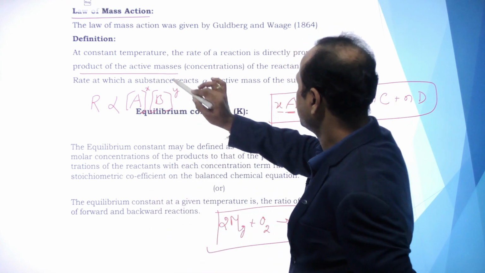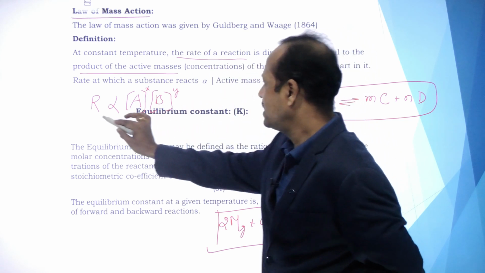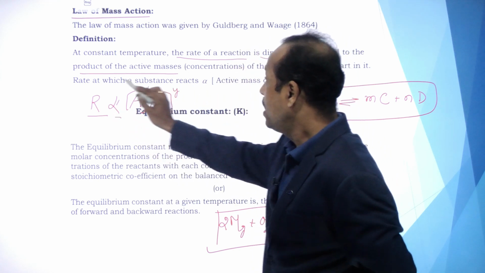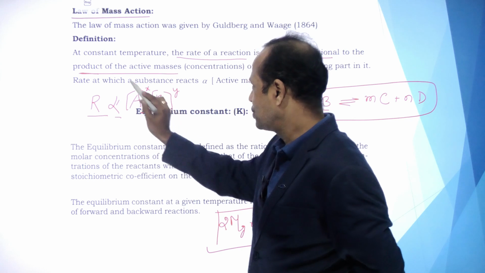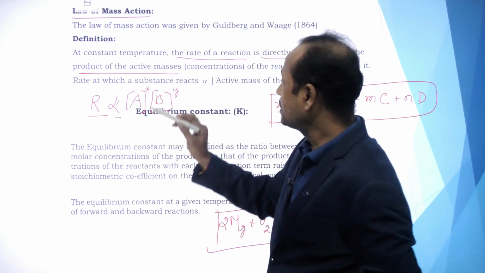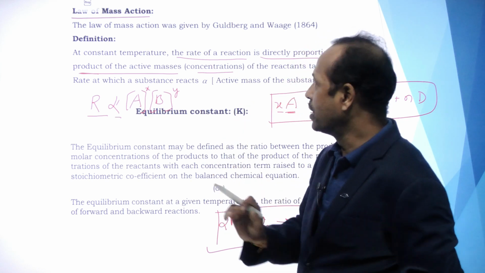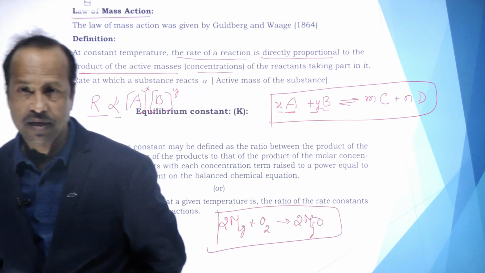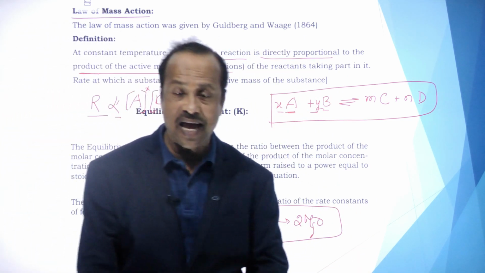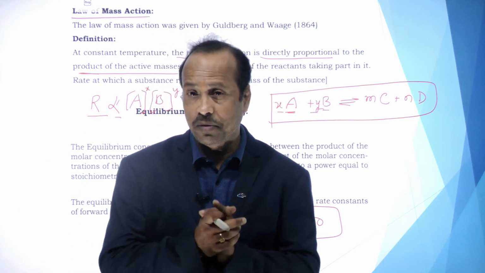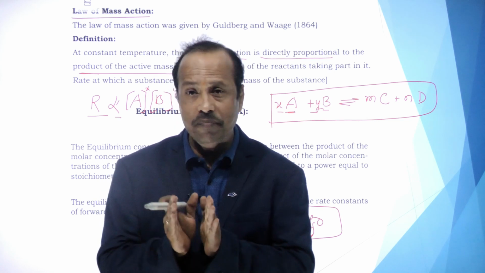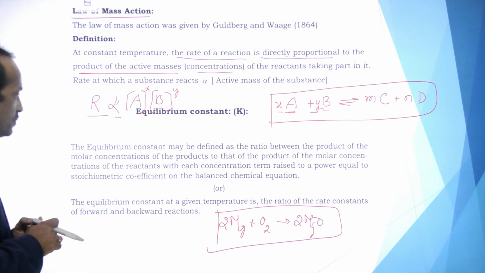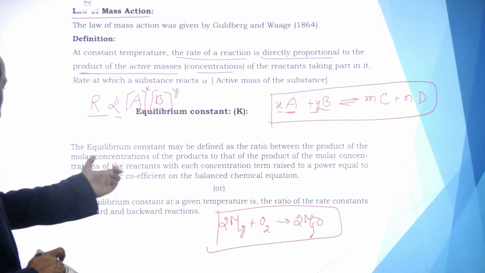So here, at constant temperature, the rate of reaction R is directly proportional to, see, this symbol represents directly proportional to, the product. Product means multiplication of active masses. Active mass is nothing but concentration. So this is called the law of mass action. Clear to you? The rate of reaction is directly proportional to the product of active masses. Product means multiplication. So this is right, and this is the same thing.